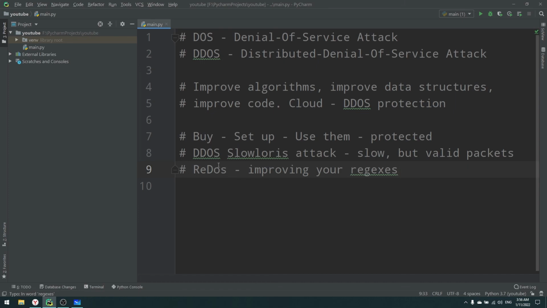So that is it for that video. DoS attack is very, very simple, but yet very, very powerful. DoS, very, very simple, but powerful as well.